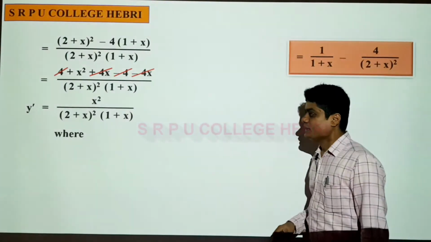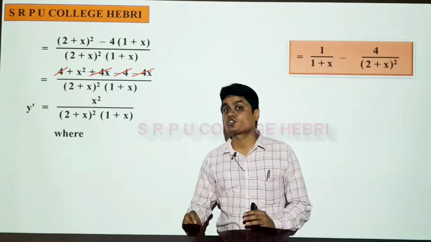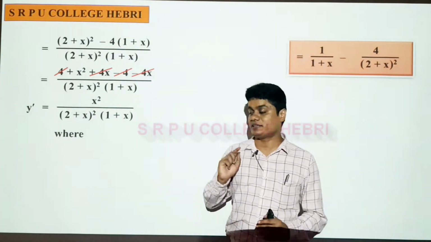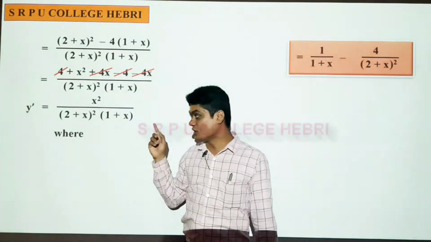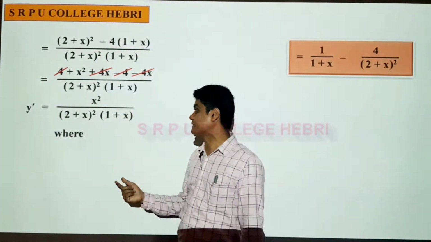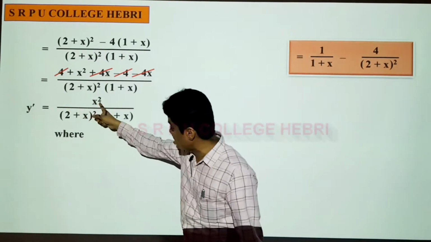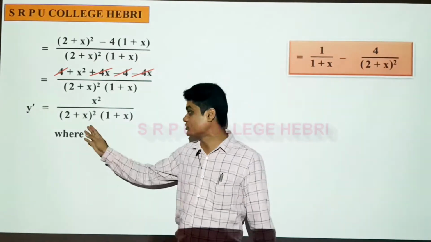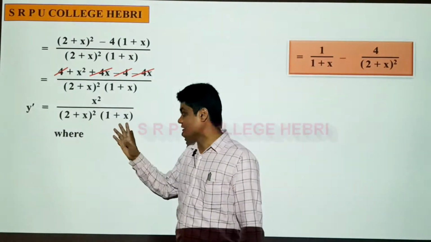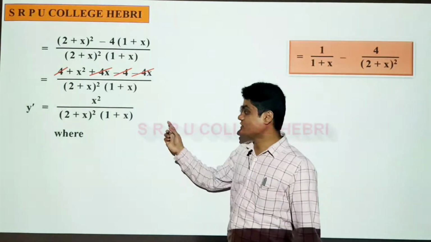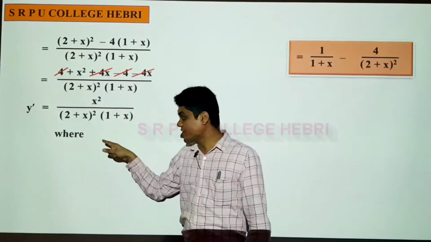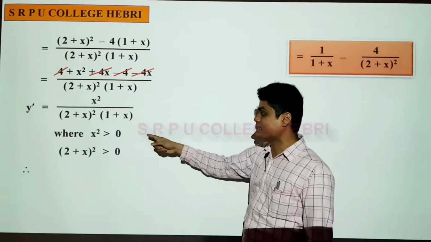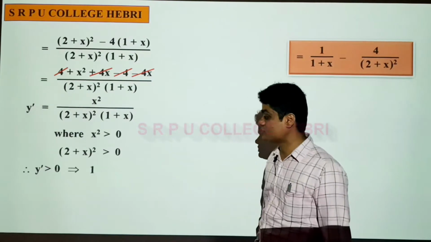Understood? Now observe carefully. Question: show that the function is strictly increasing in the domain. What is the domain? X is greater than minus 1. So this should be greater than 0 because we have to use the condition strictly increasing. In this expression, x square is positive always. 2 plus x whole square is always positive because again it is a square. So the problem is only with this term. Strictly increasing means the whole thing should be positive. X square is positive, 2 plus x whole square is positive. So strictly increasing implies 1 plus x must be positive.